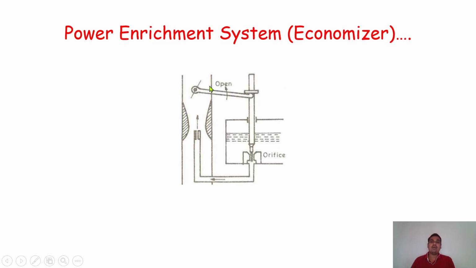Similarly, when we talk about another system used in a modern type of carburetor, it is called a power enrichment system, or economizer. This is also called an economizer. Again, this is very simple in construction. The mechanical linkages are provided over here. Again, the venturi is there. This is the main fuel metering jet through which the fuel will be inserted inside the throat section. Here is the float chamber.